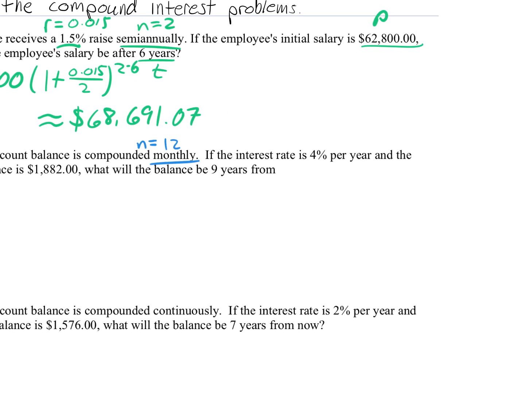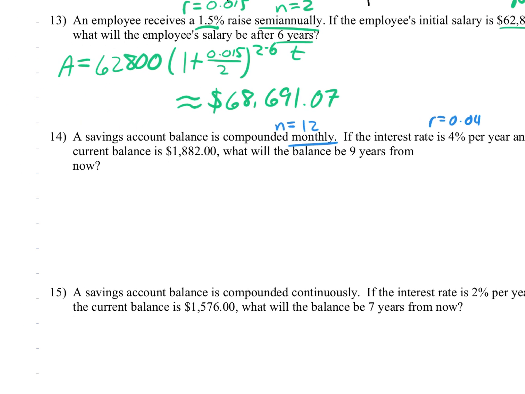The interest rate is 4%. As a decimal, it's going to be 0.04. And you're currently investing that much in your savings account, 1,882, and you want to find the balance 9 years from now. That's your t, your time in years. So once again, your time is always going to be in years.